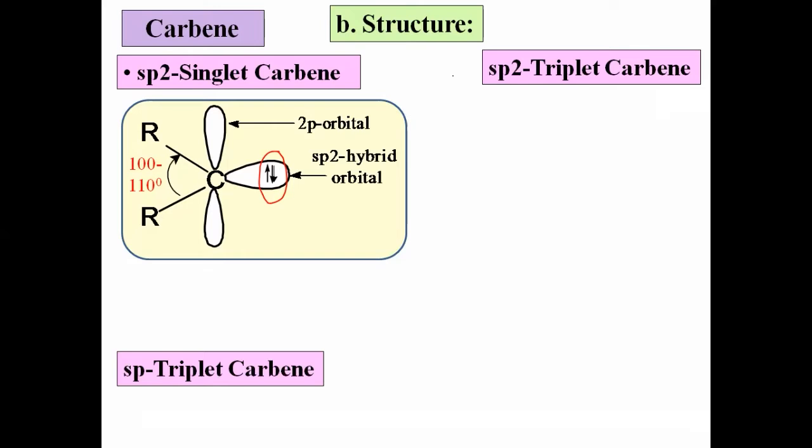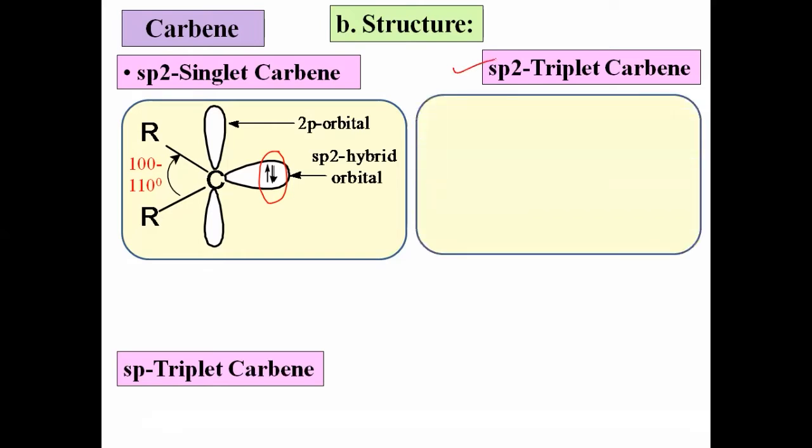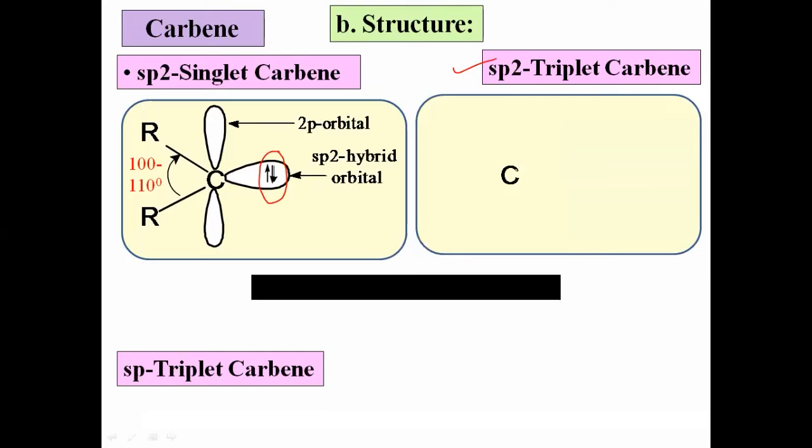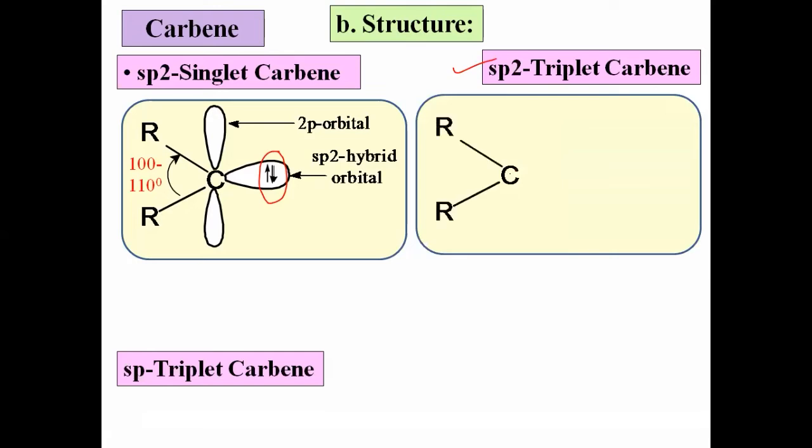Now let us talk about the second. यामधला second जो आहे त्याबद्दल आपण बघूया, sp2 triplet carbene. Here also, in triplet carbene, the central carbon has sp2 hybridization, and two hybrid orbitals form two covalent bonds, while the third is a hybrid orbital like this. This is the third sp2 hybrid orbital. Now this carbon also has an unhybridized 2p orbital, and it lies perpendicular to that plane.